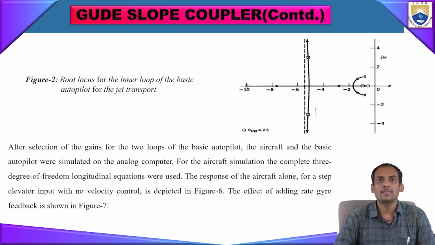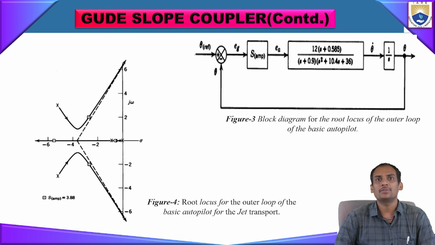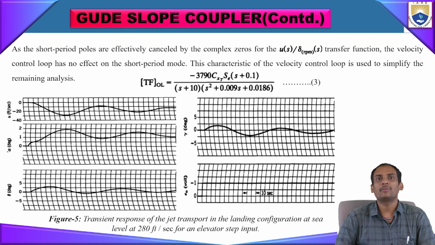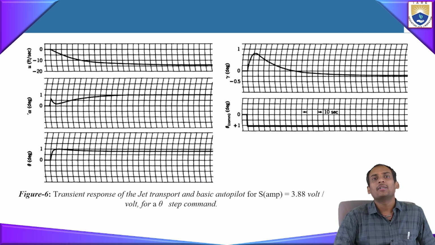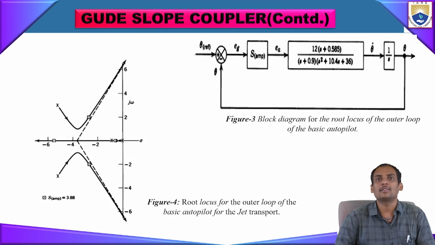before the autopilot system, the basic autopilot was simulated on an analog computer only, and for the aircraft simulation, the complete 3 degrees of freedom longitudinal equations will be used. So the response of the aircraft alone to a step elevator input with no velocity control has been depicted in the next figure, figure 6 you see here. These are the frequency response and the transient response of the autopilot system only.